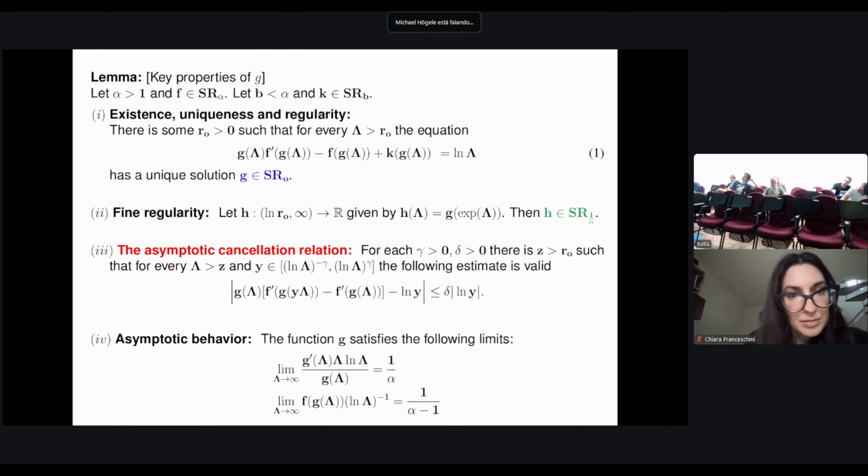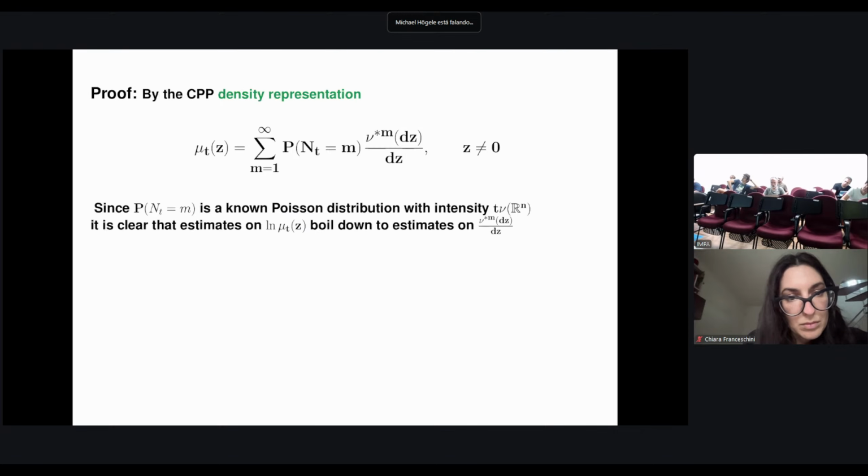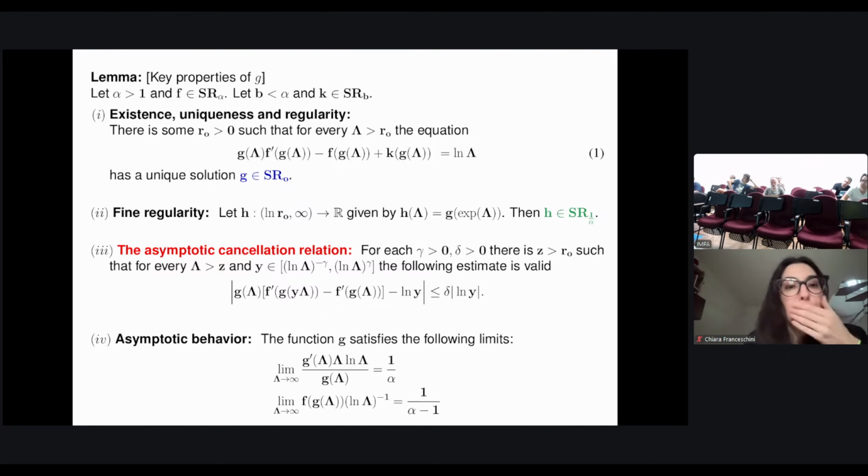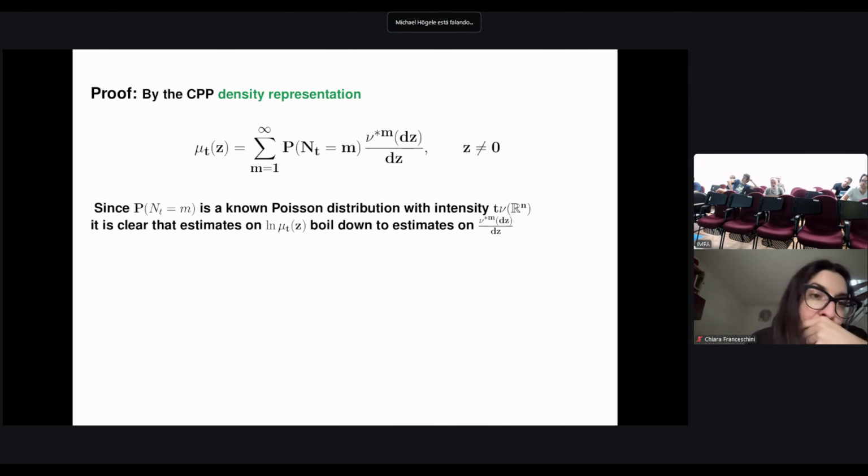Okay, so you have to solve a certain nonlinear functional equation, and the solution has this kind of property. And this property just determines this very particular shape. So how would you prove this? Well, first of all, you have to see that the density of the Poisson process is nothing but the decomposition in terms of the jumps.